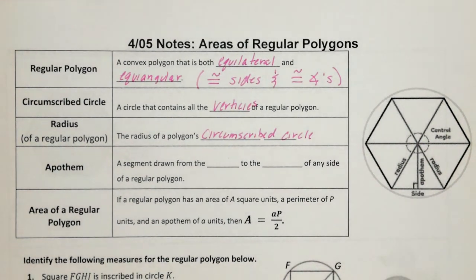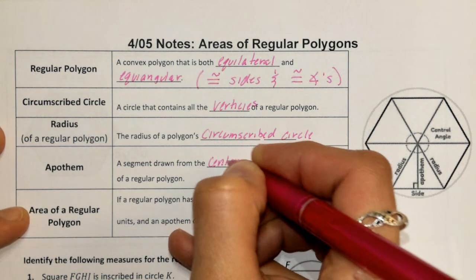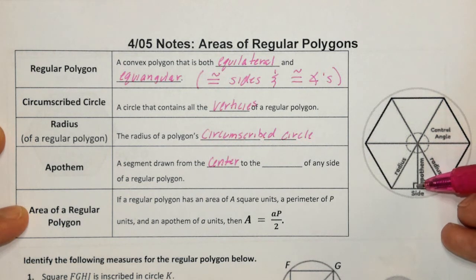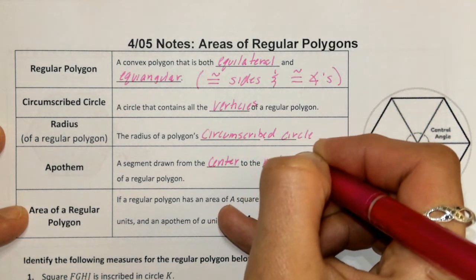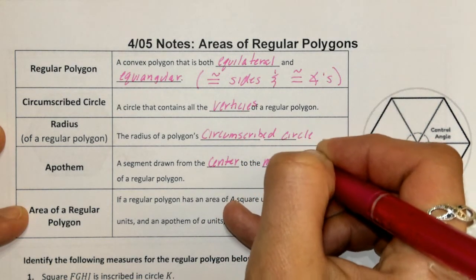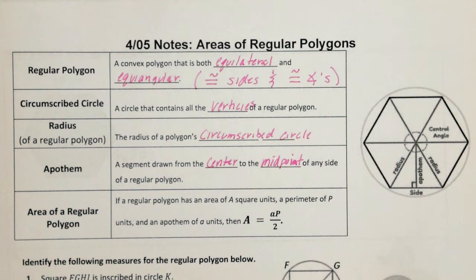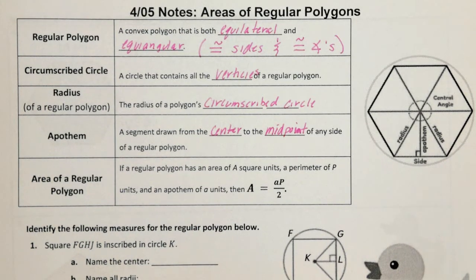Okay? The apothem now is going to be a segment that is drawn from the center, and it's going to go, as you can see right here, down. It's not only going to be perpendicular, but it's going to hit the midpoint of any side. Sorry for the small spaces. I should say midpoint, M-I-D-P-O-I-N-T. So this is what we're going to be using to help us find the area here.